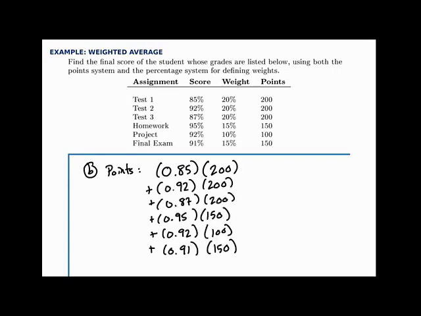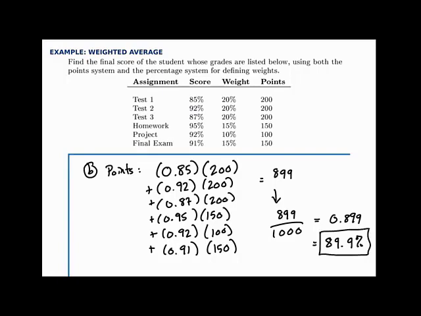And once we multiply and add all those up, we get 899 points. So they earned a total of 899 points, and then when you divide that out of the total number of points they could have earned, which was 1,000, they get 0.899, which again works out to 89.9%. So notice you're doing the same work both ways. It's just that when you use the weights, you've already divided by 1,000 before you start. When you use the points, you have to divide by 1,000 at the end to get the final score the same way you did with the weights.